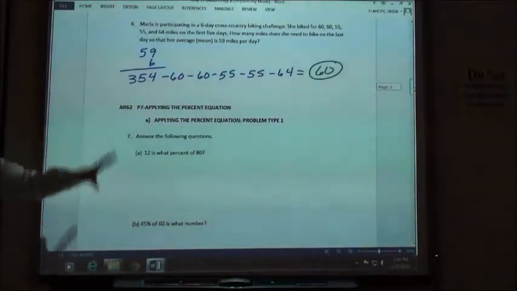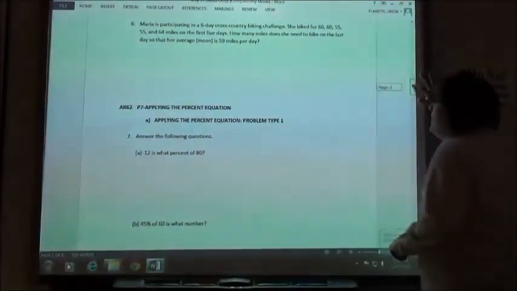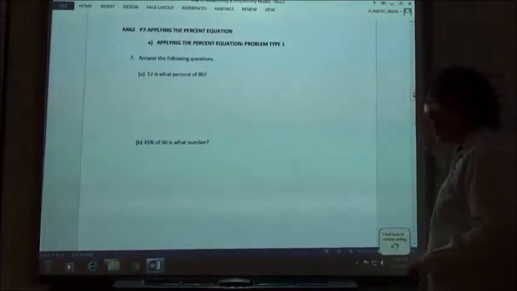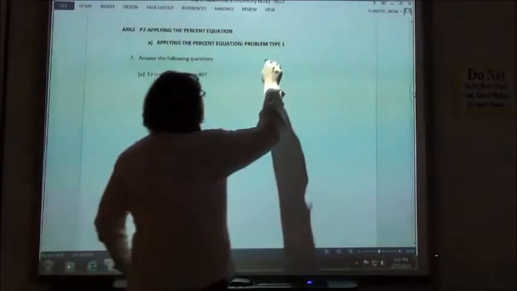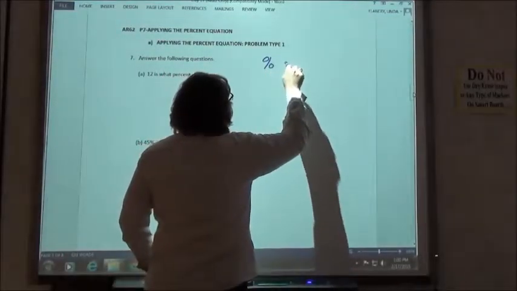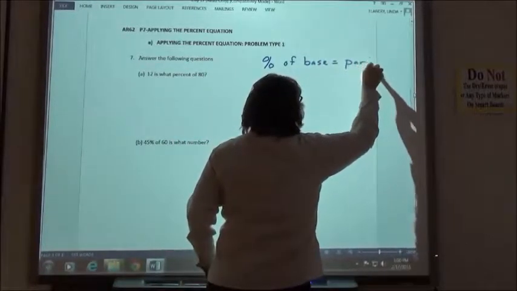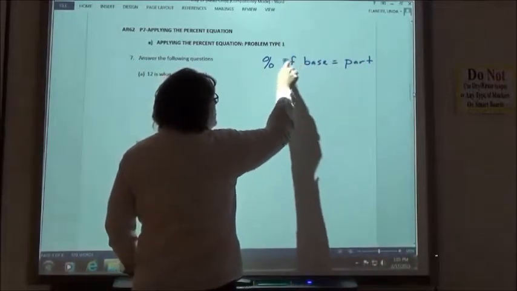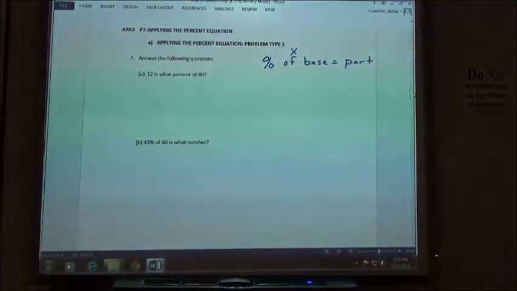All right, now we're getting to some of those percent things. We talked about percents way back in the review chapter, but now they're throwing some more percents in there and wanting you to work with the percent equation. The percent equation says if you take the percent of the base, it's equal to the part. Of in algebra means times. So the percent times the base equals the part. So when you're picking out those values, look for the one that's followed by the word of.